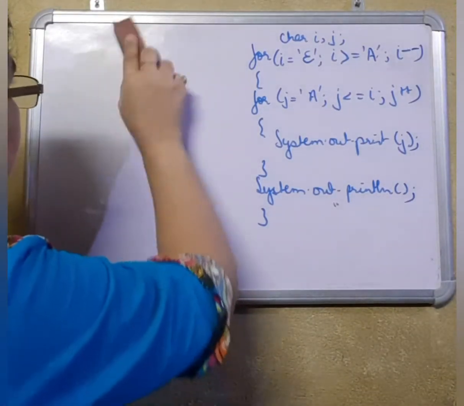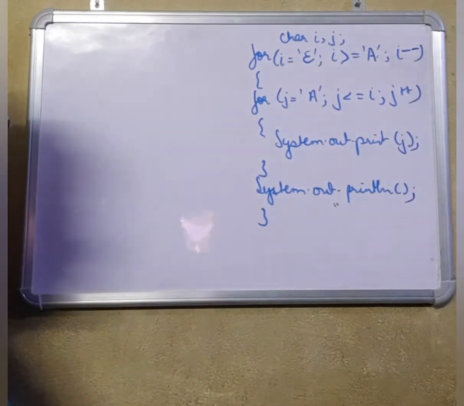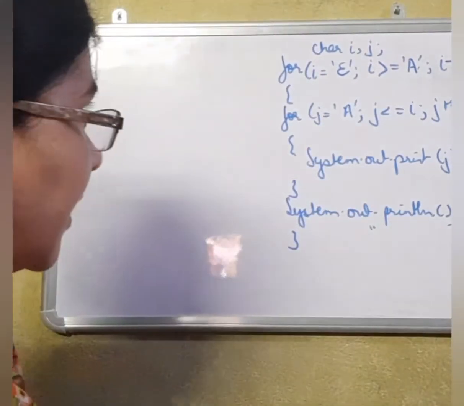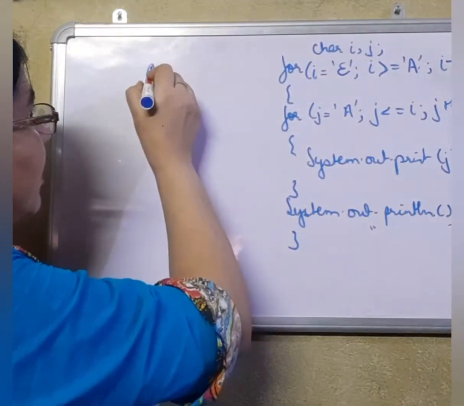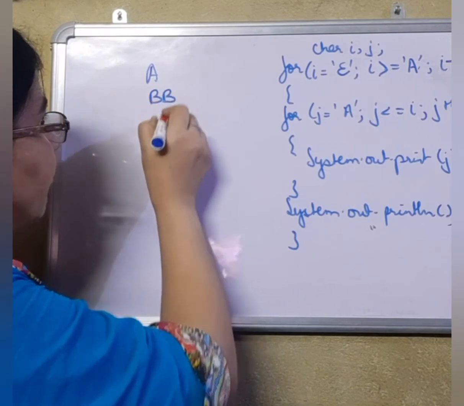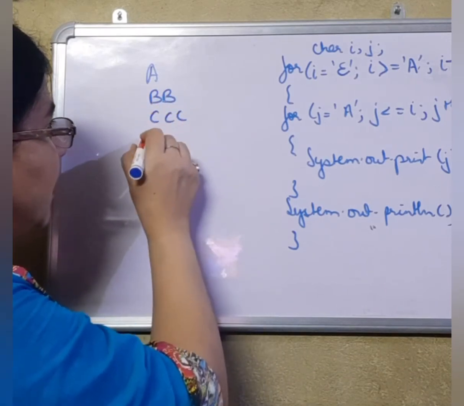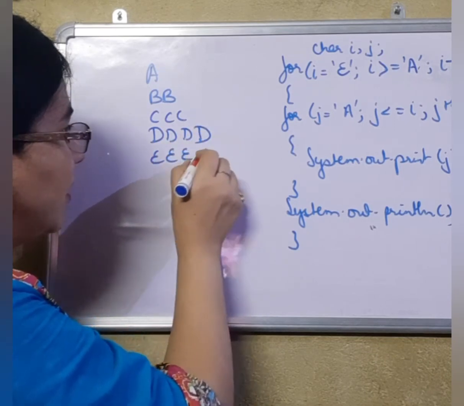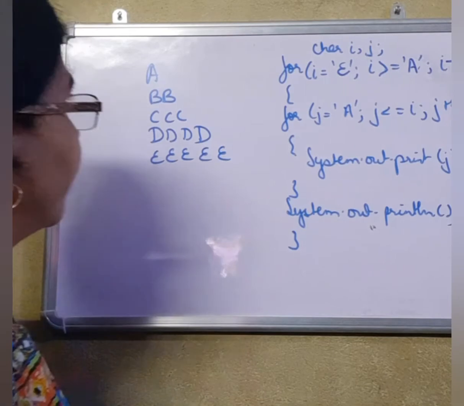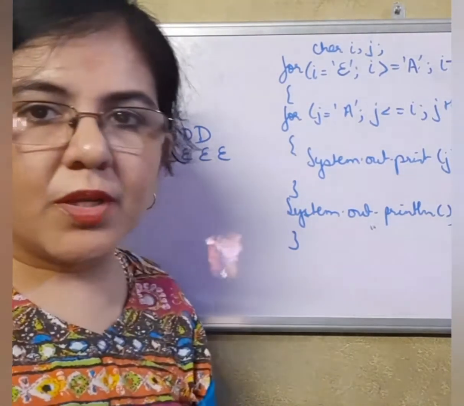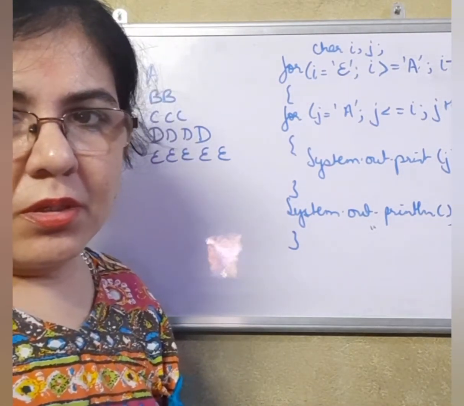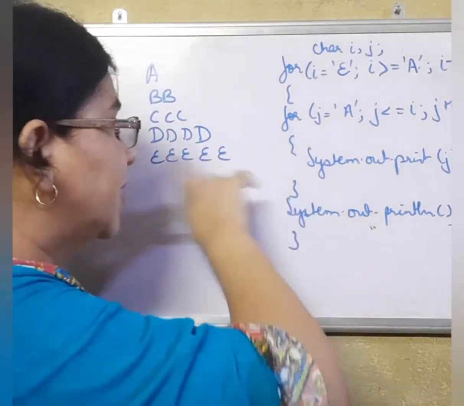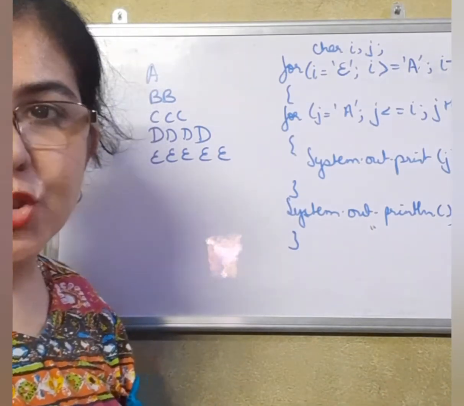Then let's see the pattern like A, B, B, C, C, C, D, D, D, D, E, E, E, E, E. So what are we going to do? I is going to start with A and it will be less than or equal to E, but for J again you will not be able to make out what it is.